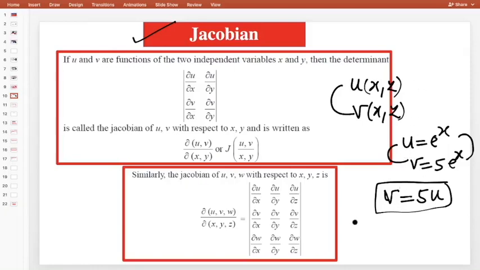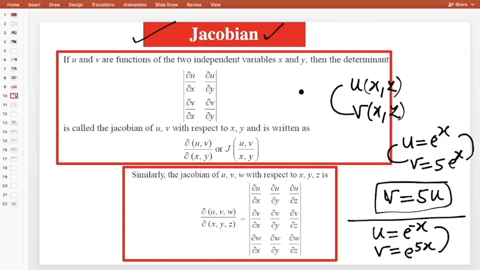If the functions are independent, like u is equal to e raised to the power minus x and v is equal to e raised to the power 5x, these two are independent. Why? Because we cannot multiply by any scalar and get the second one, right? So the Jacobian helps to find out whether the given functions are independent or not.